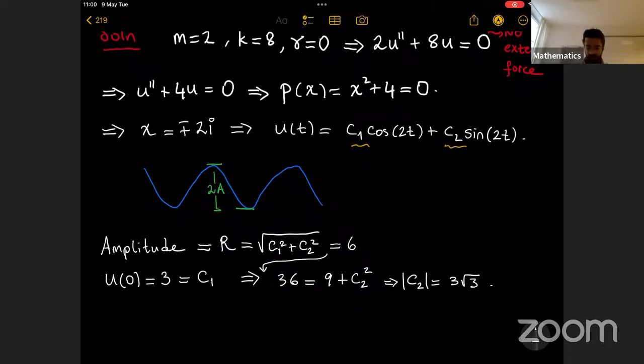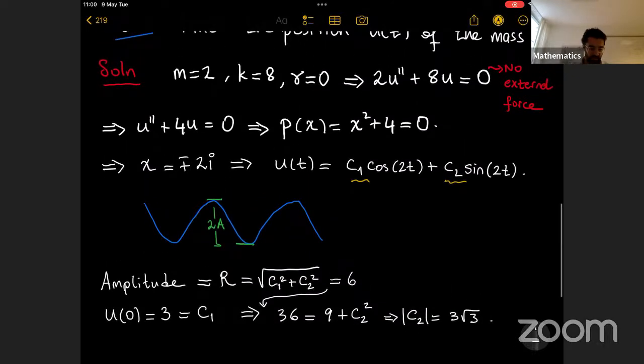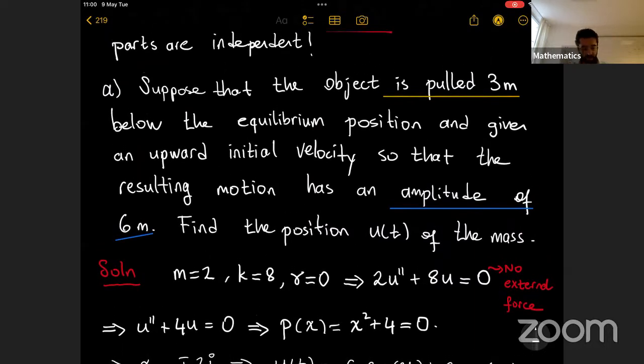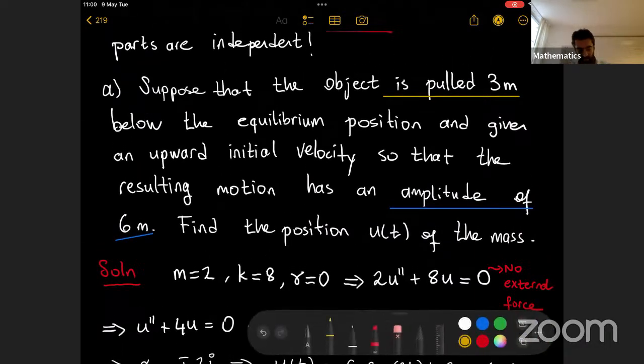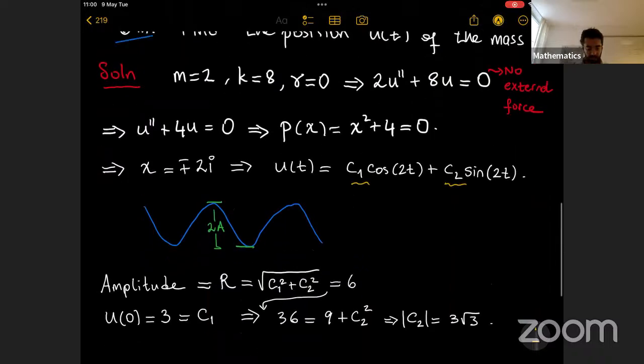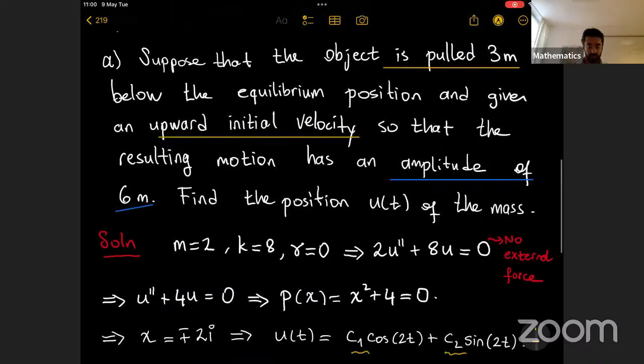what is C2? C2 is coming from the derivative. Let's check out the derivative, because derivative gives you the velocity. And here we are given the upward initial velocity. That means the initial velocity is negative, okay? Upward direction is negative.